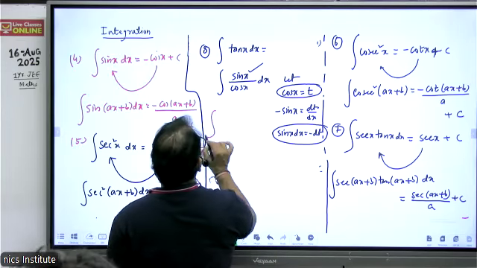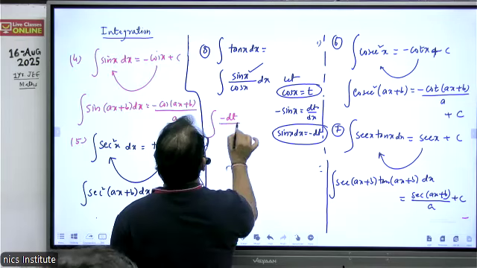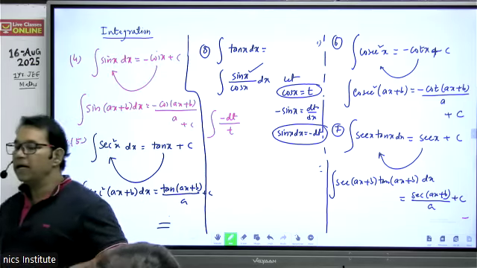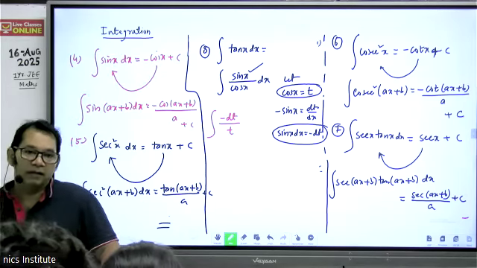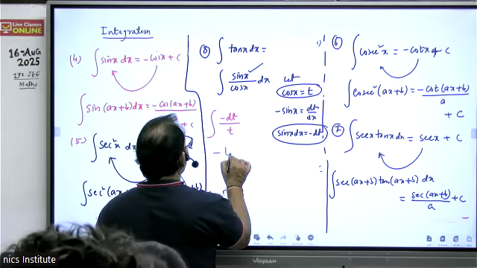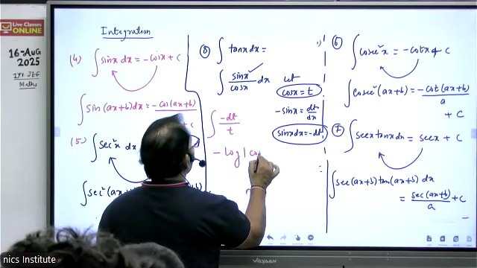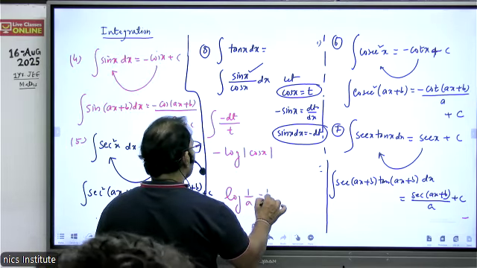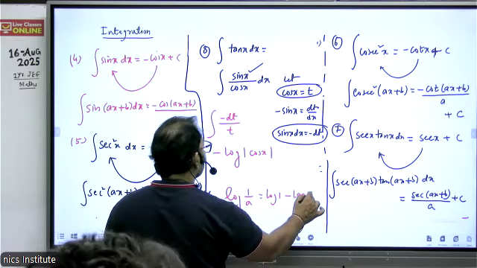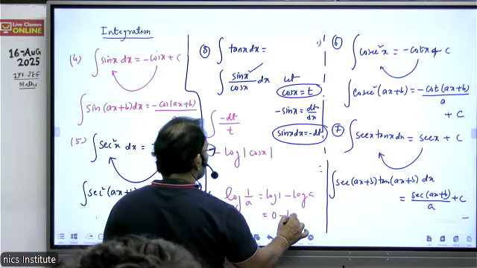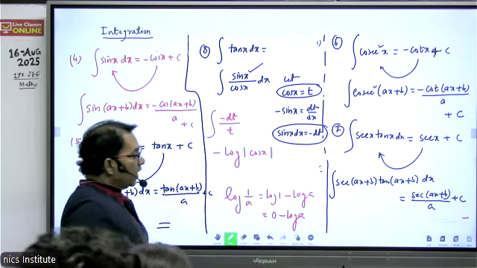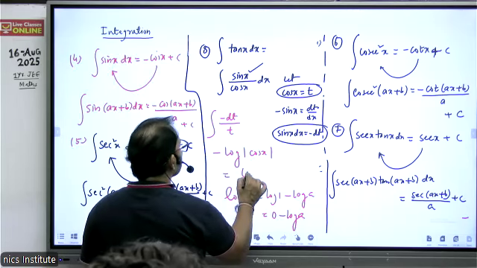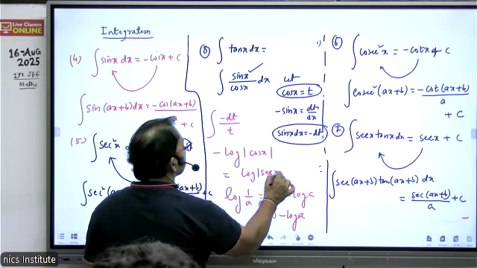So after substitution, it is minus dt by t. So what is integration of 1 by t dt? Log t, log of modulus t. So minus log of mod of cos x. But log of 1 by a is log 1 minus log a. Log 1 is always 0. So remember that log 1 by a is minus log a. So minus log cos x, I can also write log sec x.